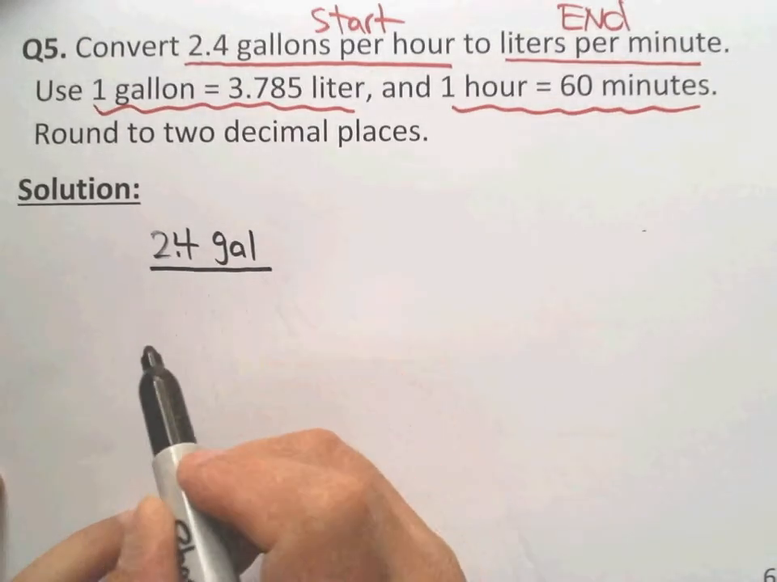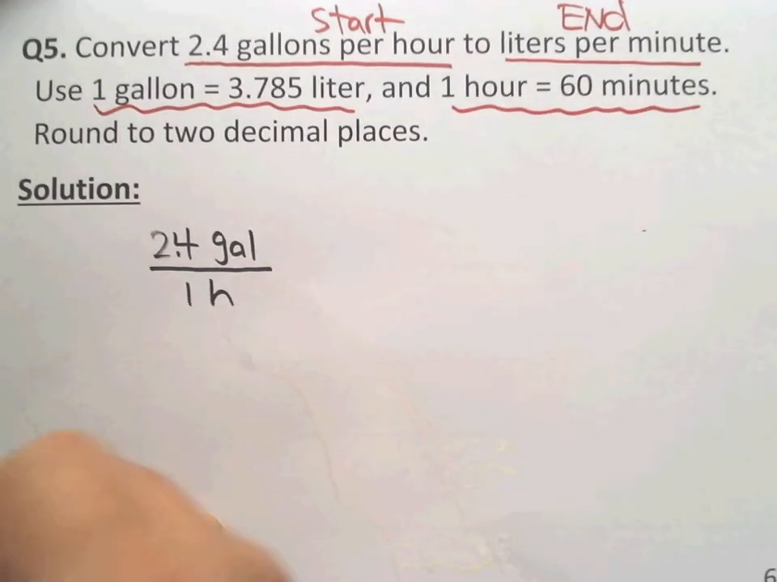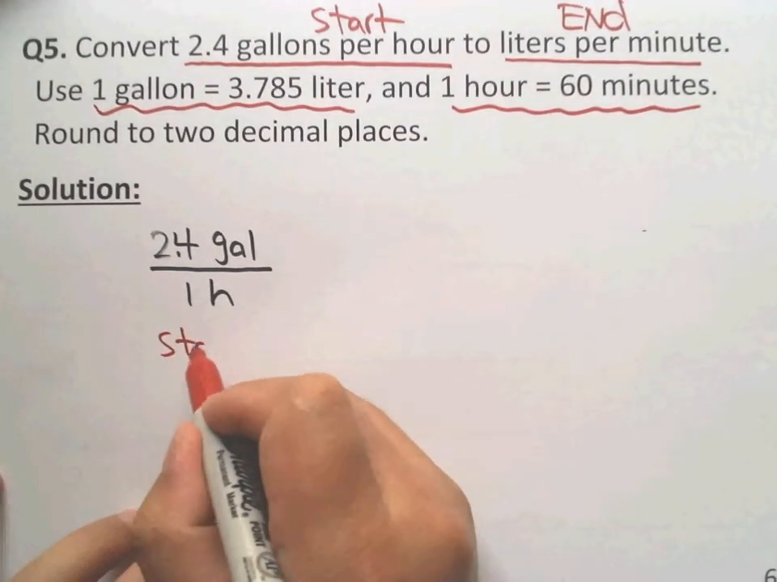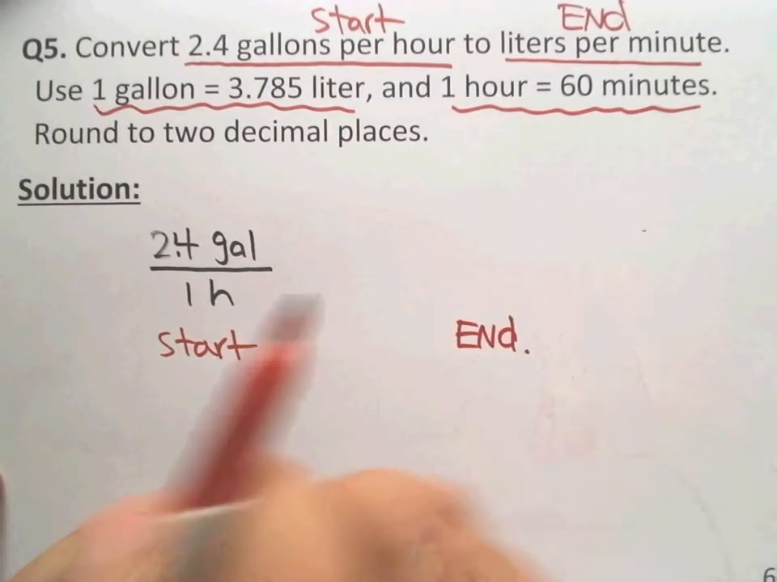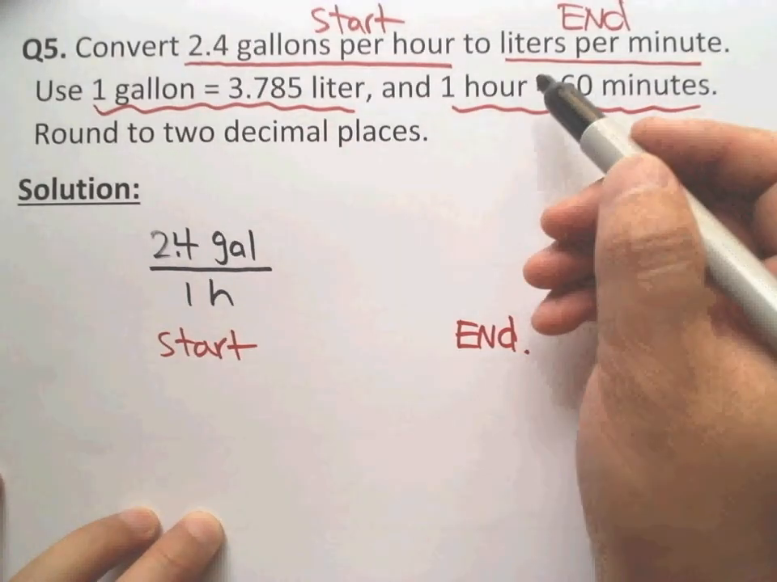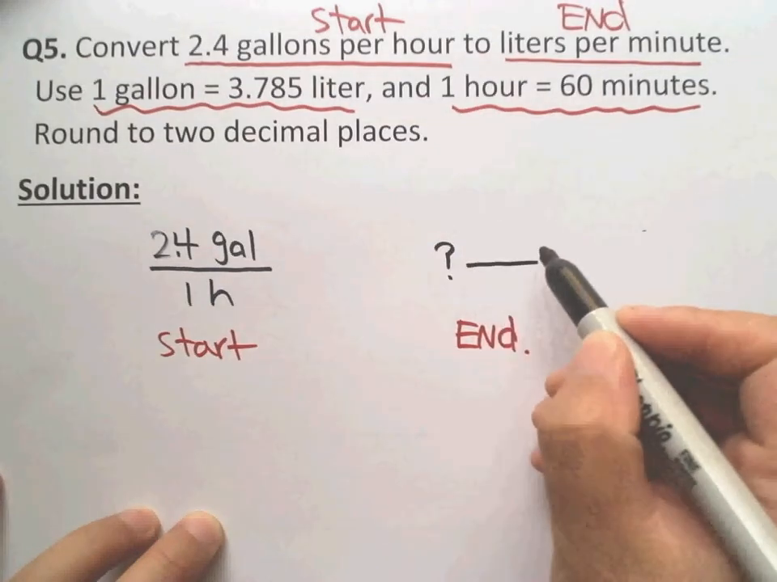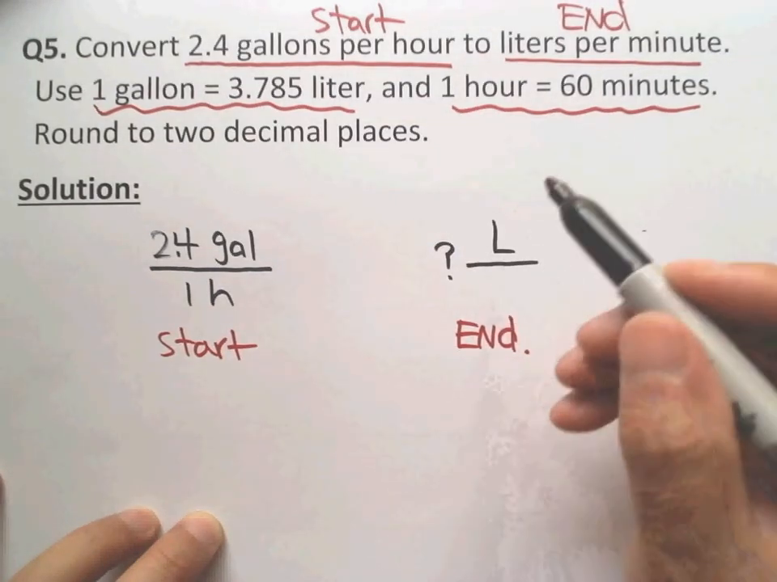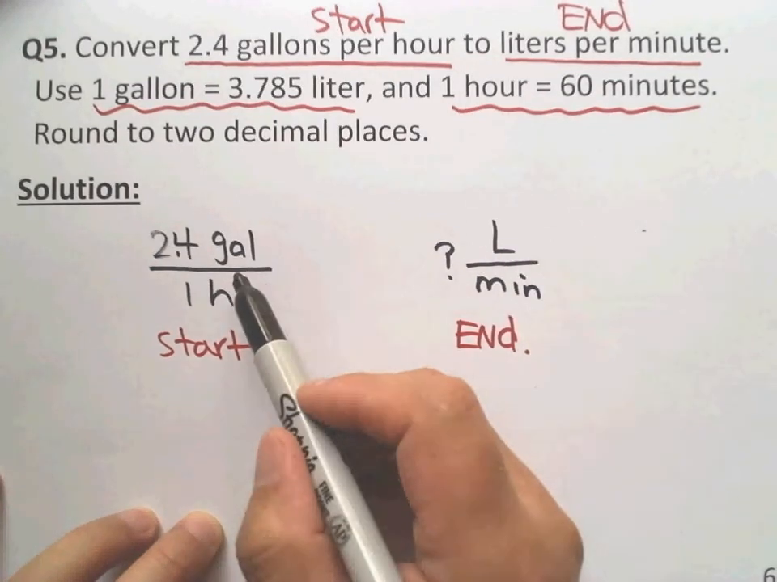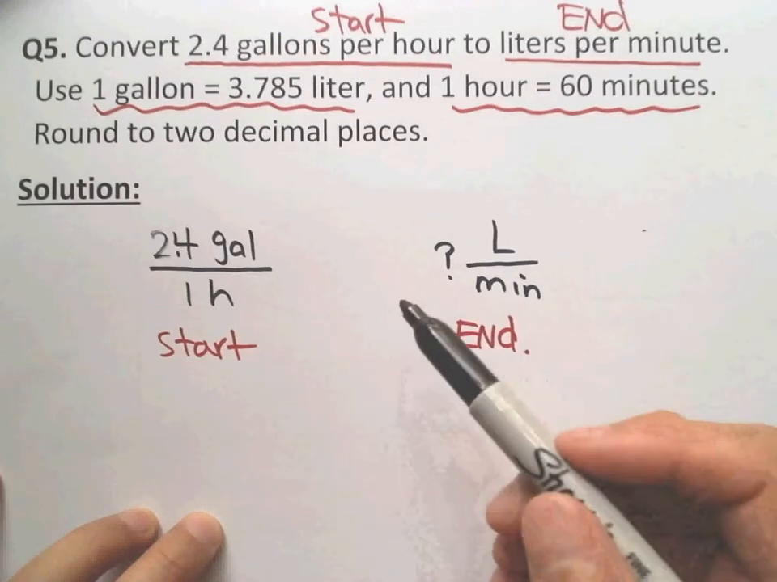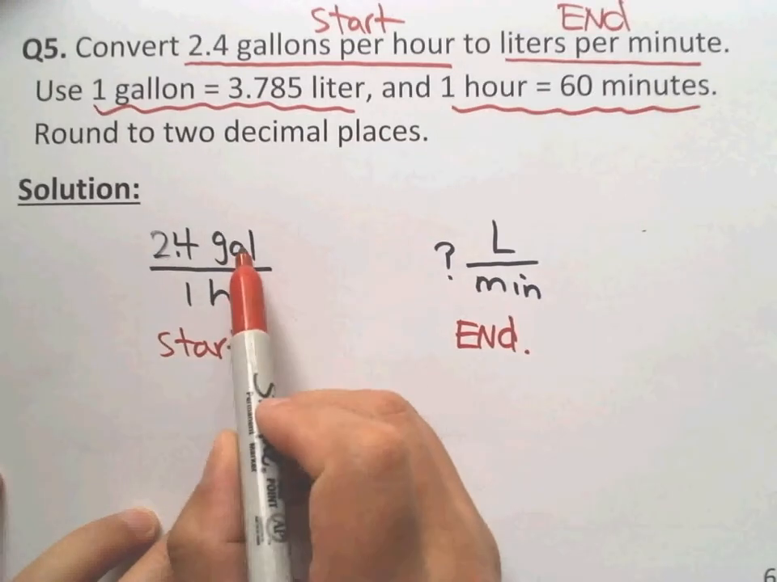Now I set where is the beginning. Here is 2.4 gallons per hour, which means I write it as a fraction, per hour, which means in 1 hour. See, that's the beginning. I write this as the start. Where do we need to end? End is how many of the new unit. So I put a question mark here, and there is liters per minute. Can you see? That's the final unit. That's the old unit and the new unit.